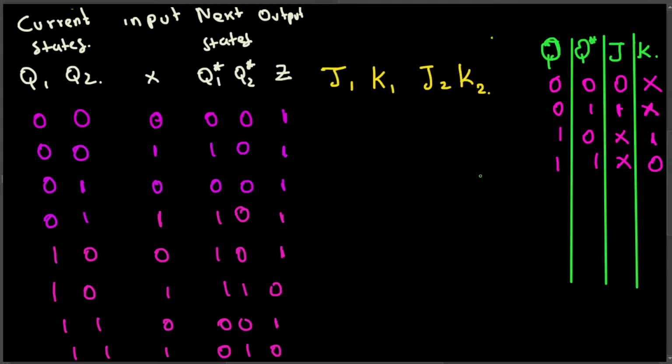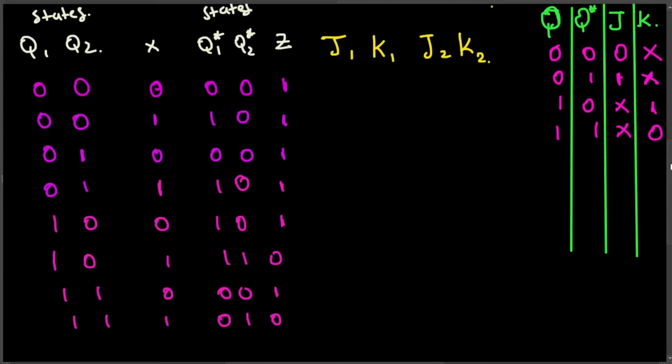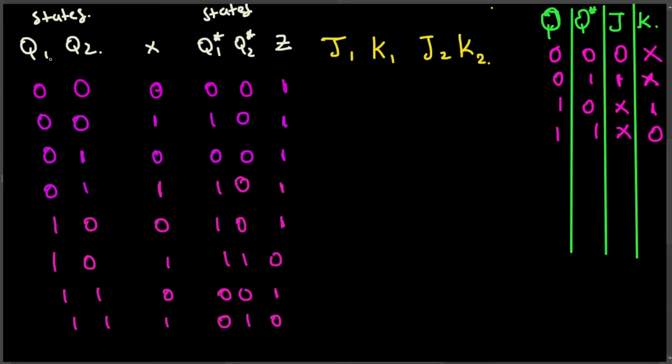So for these two, what we're going to do is compare this Q and Q next state. First we are going to compare the Q1 and Q1 next state, and then we are going to compare the Q2 and Q2 next state. Let's compare the Q1 and Q1 next state first. So I'm going to highlight this one so you can see which one we are talking about. Oh, it's better to circle this one.